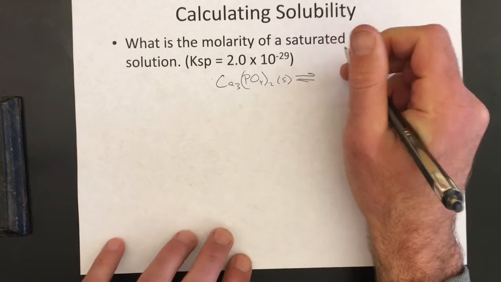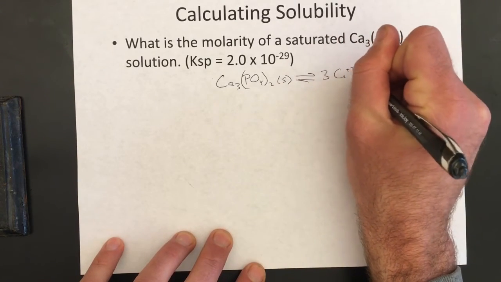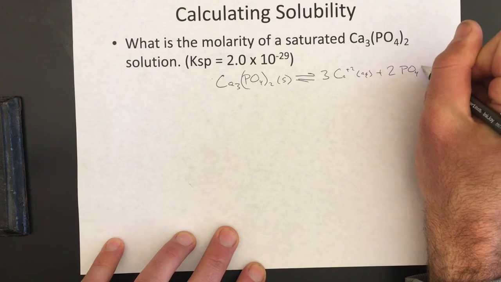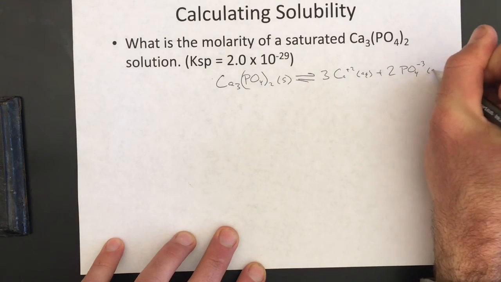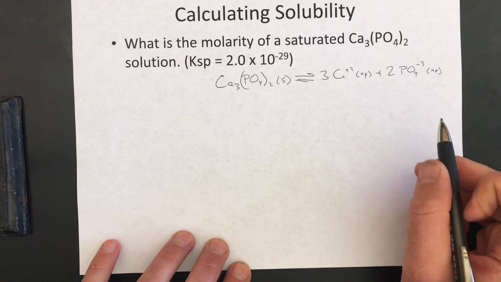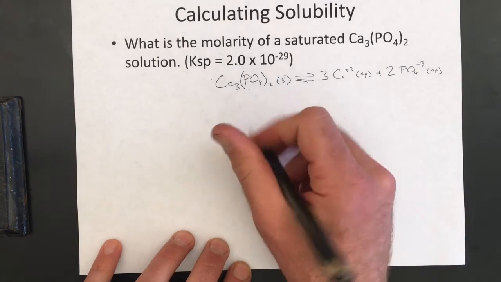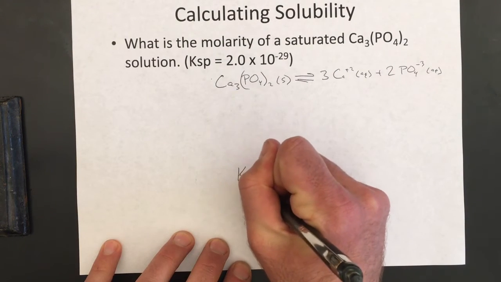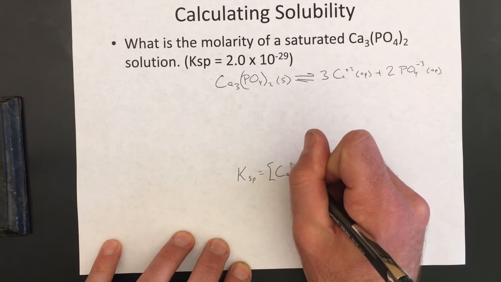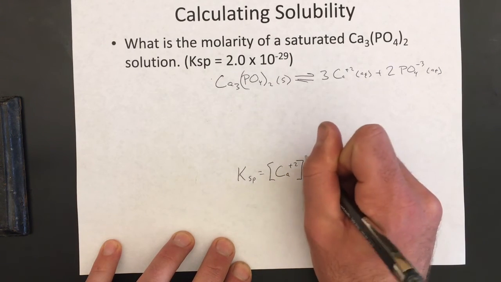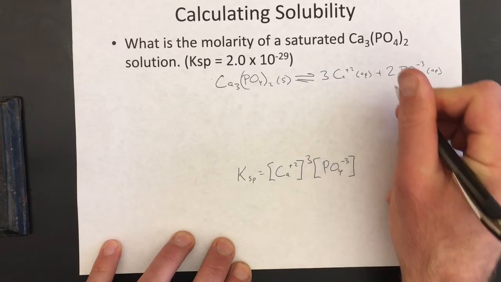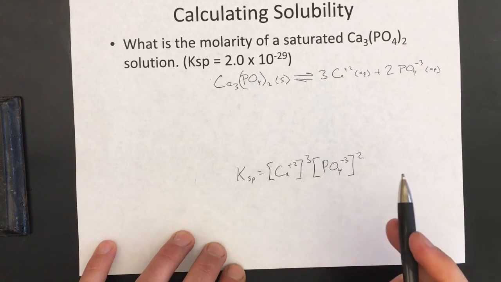And then that will dissolve in water to form 3 calcium ions that are aqueous and 2 phosphate ions with a -3 charge that are aqueous. All right, so that's your equation, and then we can write an equilibrium expression with that. So our equilibrium expression is going to be KSP is equal to the concentration of calcium cubed, and then phosphate, and that has a 2, so squared. So that's your equilibrium expression.